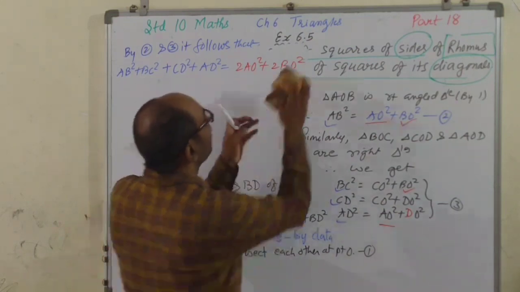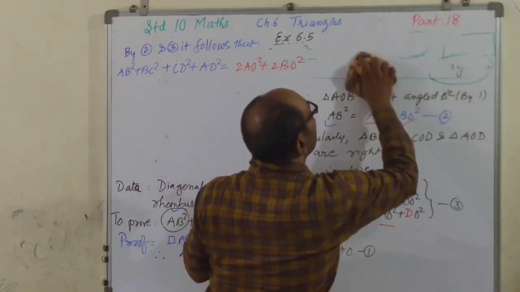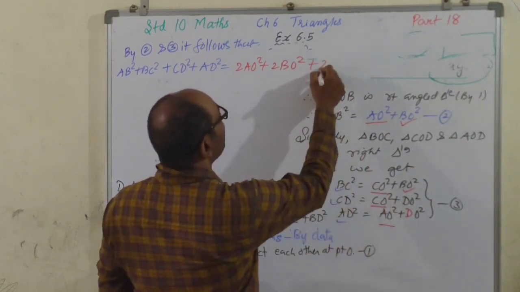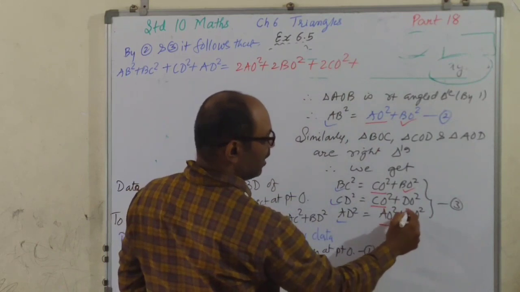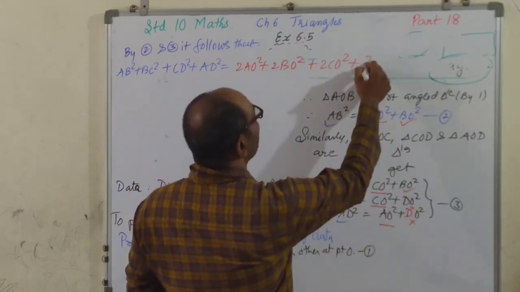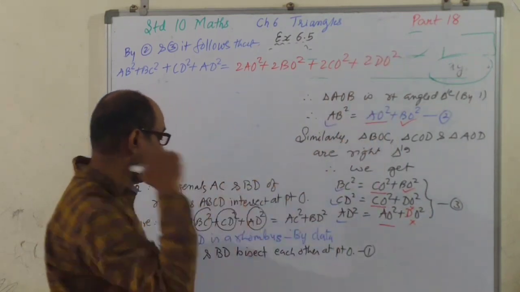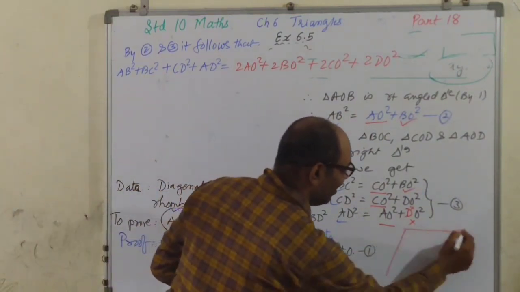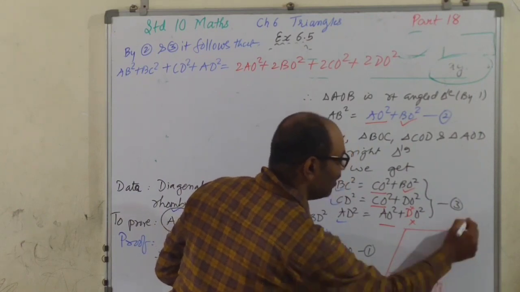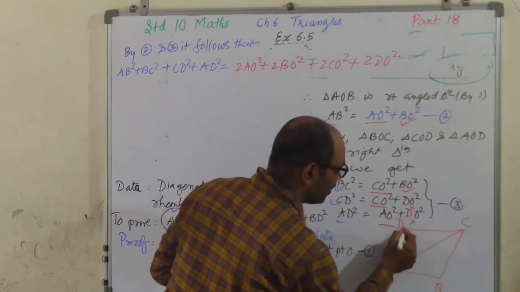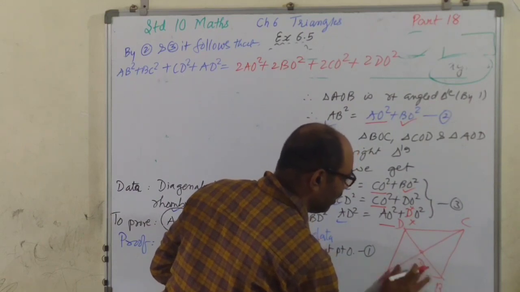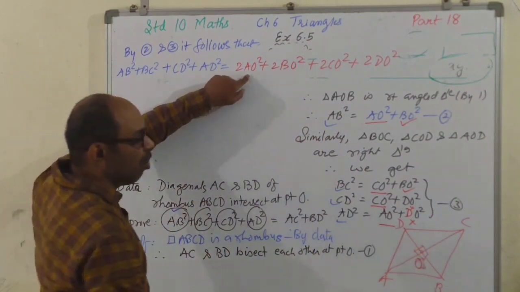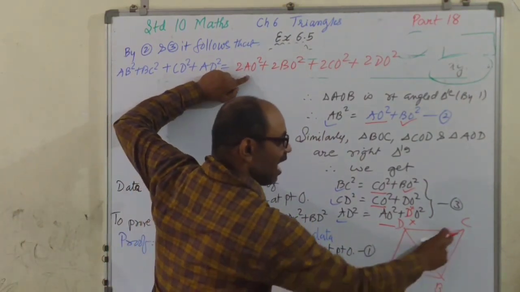Alright? And then you have CO square plus CO square, 2 times CO square. And finally, DO square plus DO square, you have 2 times DO square. I'll have to draw the figure again. Here I'll draw. This is a rhombus and diagonals bisect each other at right angle at point O. Now see, AO is half of AC.